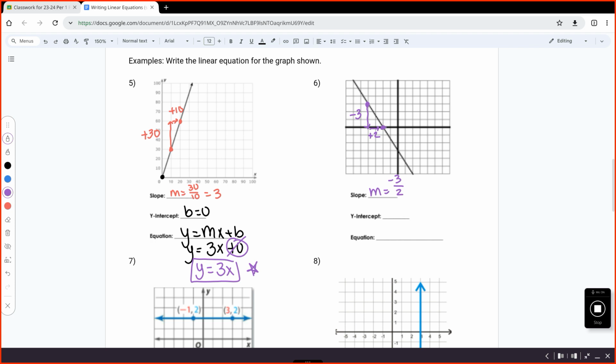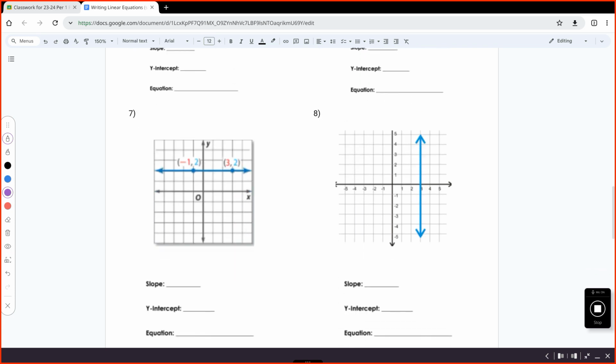Our y-intercept, this line crosses the y-axis. This is the y-axis, this is the x-axis. So it crosses the y-axis at this point here, which we're going down 1, 2, 3. So down 3, -3. All right, so our equation, y equals mx plus b, we're going to replace m with -3/2, and we're going to replace that positive b with -3. So here is our equation, y equals -3/2 x minus 3.